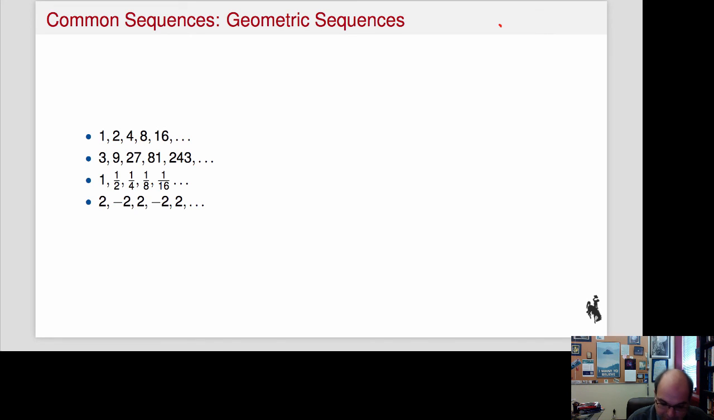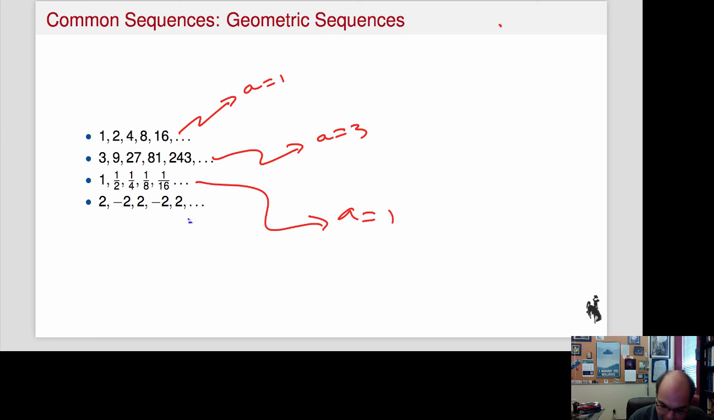So here are some examples of geometric sequences, right? And here, a is equal to 1. Remember, a is always easy. It's just the first element. So let's do the easy stuff first. a is equal to 3. a is equal to 1. a is equal to 2, okay?